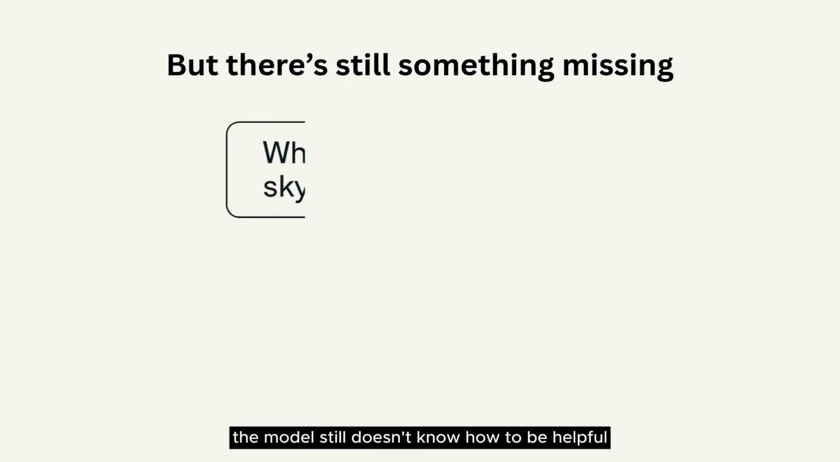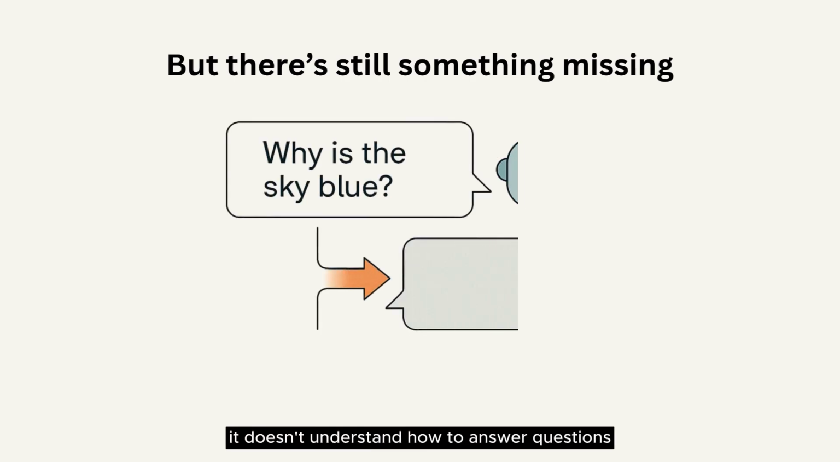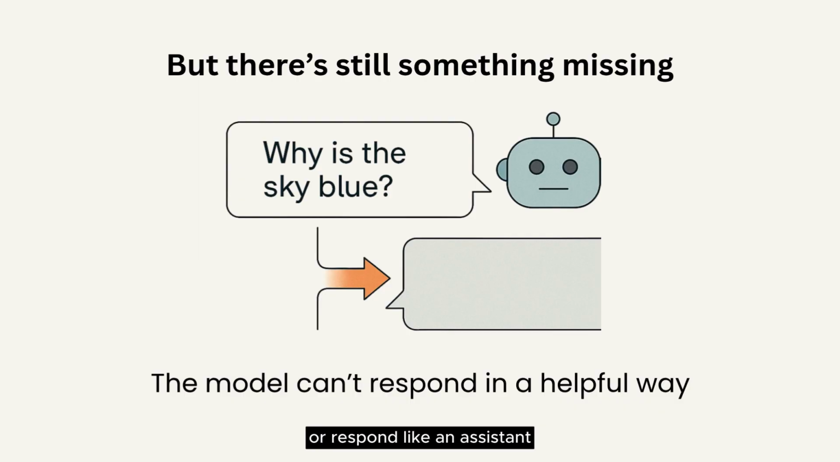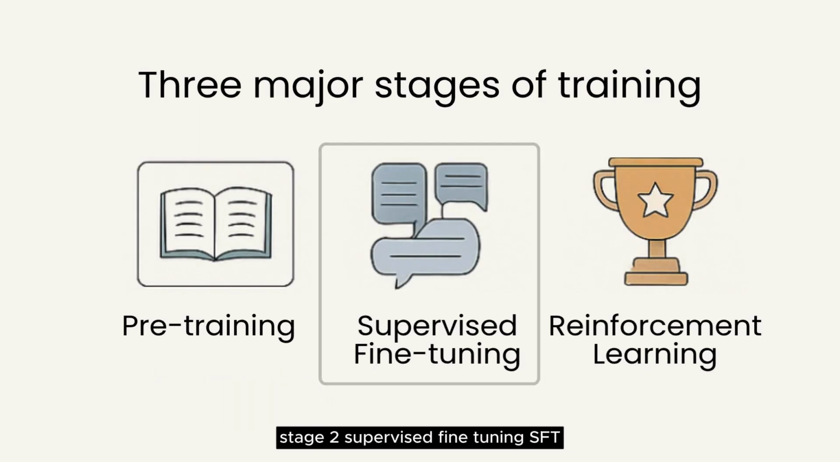At this point, the model still doesn't know how to be helpful. It doesn't understand how to answer questions or respond like an assistant. That's where the next phase comes in. Stage 2, Supervised Fine-Tuning, SFT. This stage is essential to make the model actually useful, whether as a chatbot, an assistant, or a domain-specific tool.